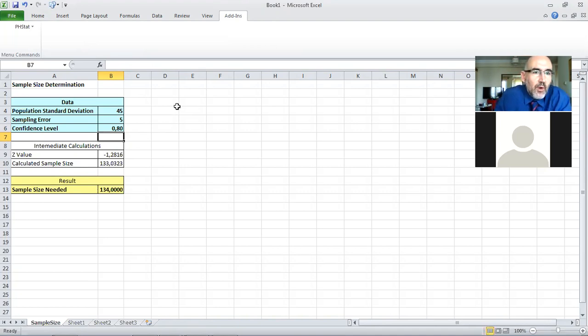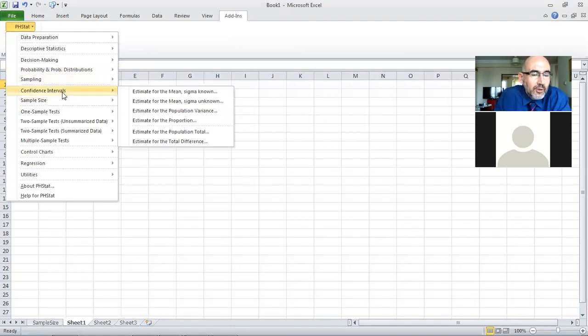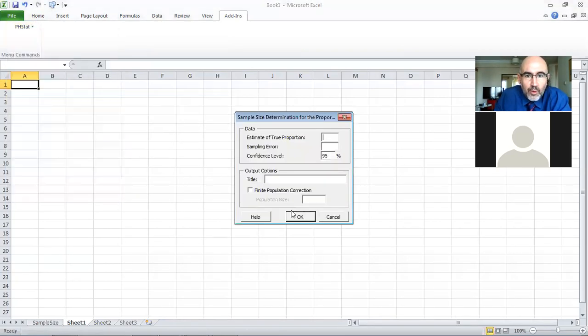Okay. So this is for the confidence interval for the mean, sample size determination for the mean. What if we want to determine the sample size for the proportion? And now we have an estimate of the true proportion. And let me use the same number in the slides. And you see here, I'm also using the dot as the decimal, because the PhStat program recognizes the dot. Sampling error, we want to be plus and minus 7%, and that should be entered as 0.07.